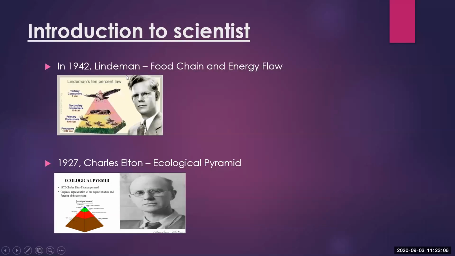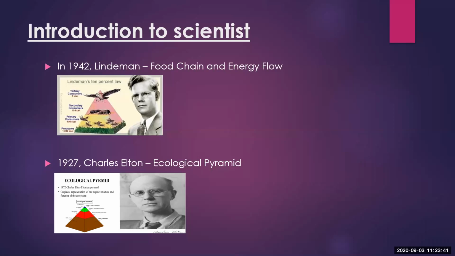Now see, these are the two scientists. First is Lindeman. He, in 1942, studied the food chain and energy flow through it. Second one is Charles Elton, a British scientist, who first proposed the concept of the ecological pyramid in the year 1927 after his study of the tundra ecosystem of Bear Island. Hence, this pyramid is also called the Eltonian pyramid.